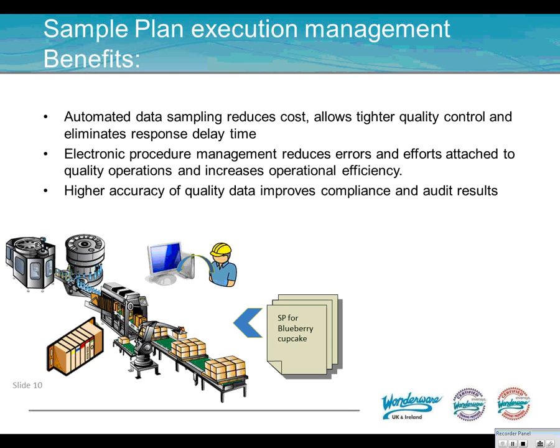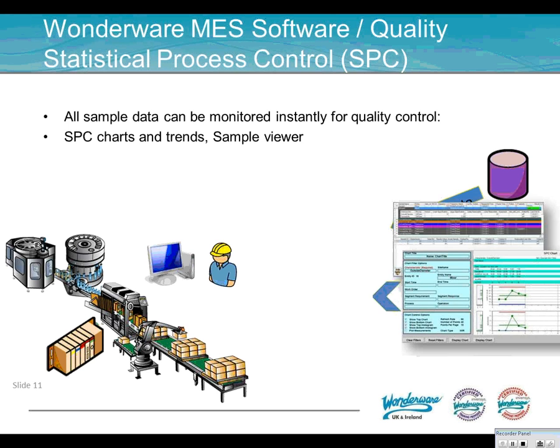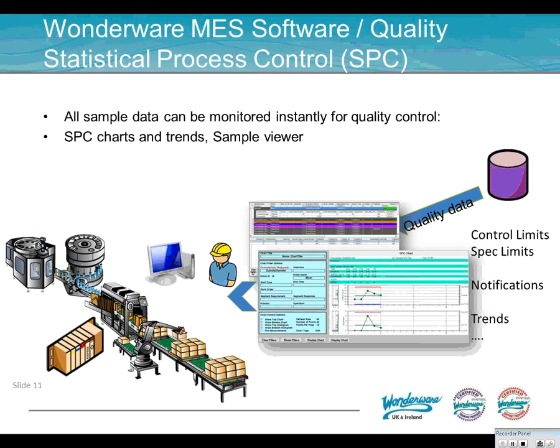If we look at the SPC aspects of the quality module, what we're saying is that the sample data that you are collecting can be instantly monitored for quality control. So that can be via SPC charts and trends, so that the operator can see how the production process is performing over time, and through the chart or the trend, he's got an immediate visual indication of how things are going, or indeed the sample viewer allows him to look at the values which have been collected either automatically by the system or manually via the operator.